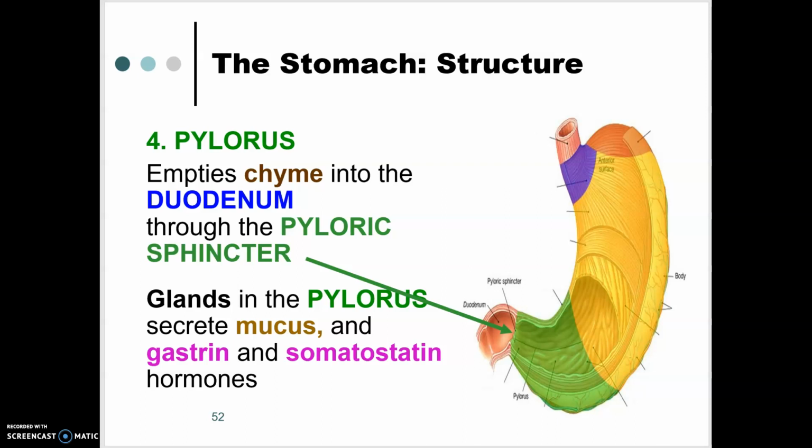There are also going to be glands found in the pylorus that are going to secrete mucus, because we need to make sure that this stuff leaving the stomach with this really low pH isn't going to damage the first part of the small intestine. So we'll see a lot of mucus membranes or mucus glands down here. We'll also see glands that secrete gastrin and somatostatin hormones, and we'll talk more about those in the physiology part of the stomach.